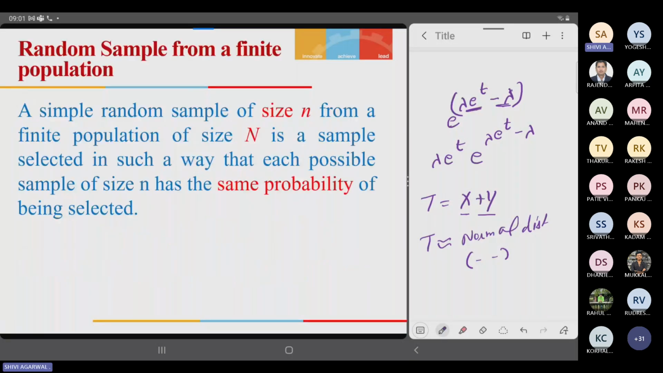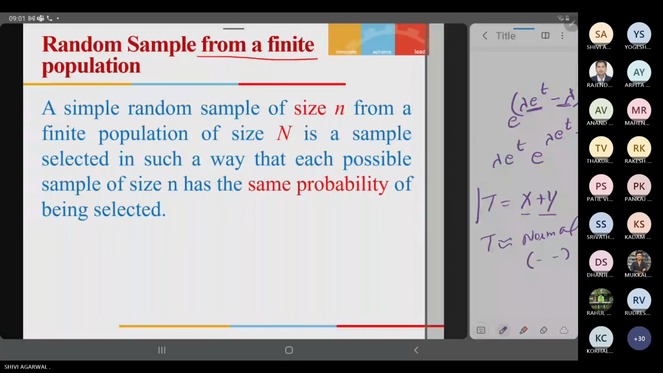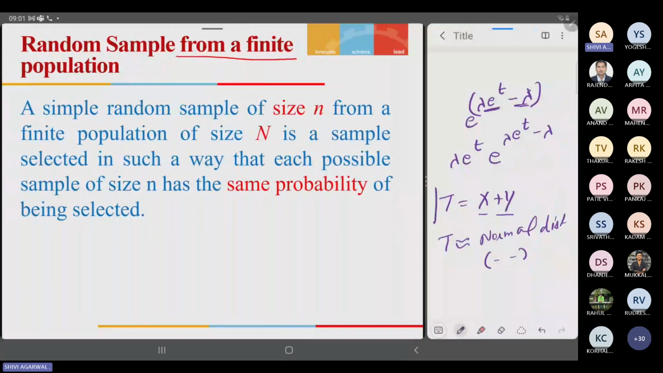So now we are moving to the statistics part, random sample from a finite population. What type of question? For example, T is given as x plus y. I have given one example that x and y follow the normal distribution. What is the distribution of T?